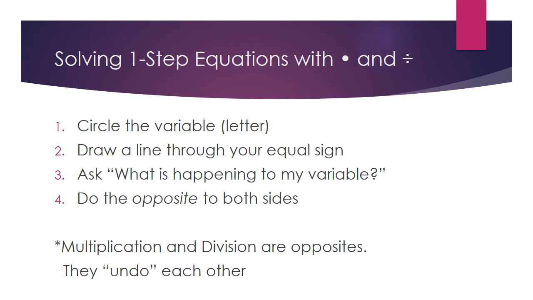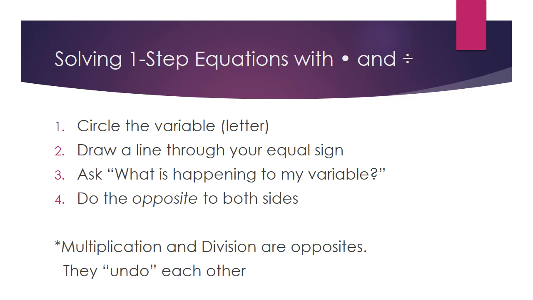So again, just like last week, the first step is going to be to circle your variable. In other words, the letter that you see in the equation, I want you to circle it because that's what we're going to solve for. That's what we want to get all by itself. Once you circle the variable, draw that line through your equal sign so you remember to keep things balanced. Again, equations have to stay balanced. Whatever you do on one side, you have to do the same thing on the other side.